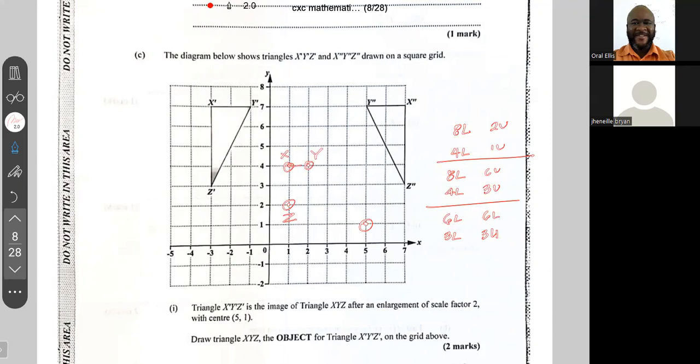We're asked to draw the triangle. Now, triangle X, Y, and Z is the object. Triangle X, Y, and Z is the object. All right, the perfectionist in me is not settling for that. I can't help it.